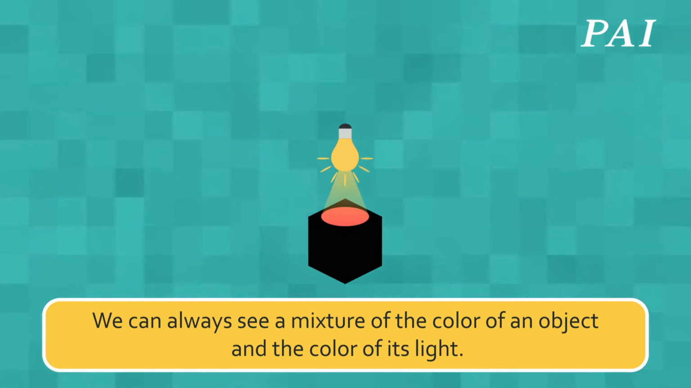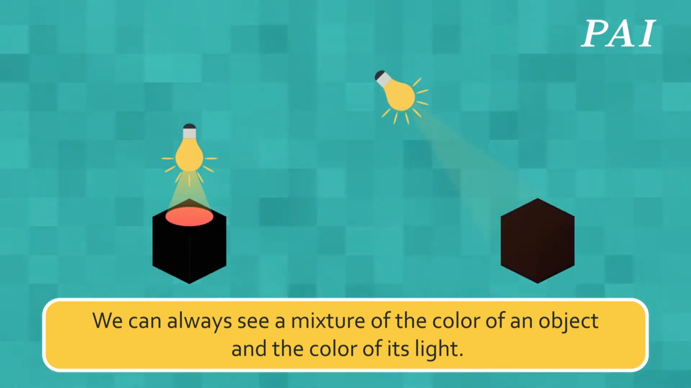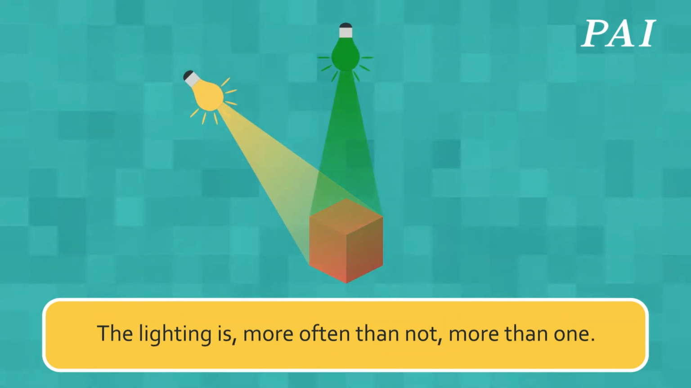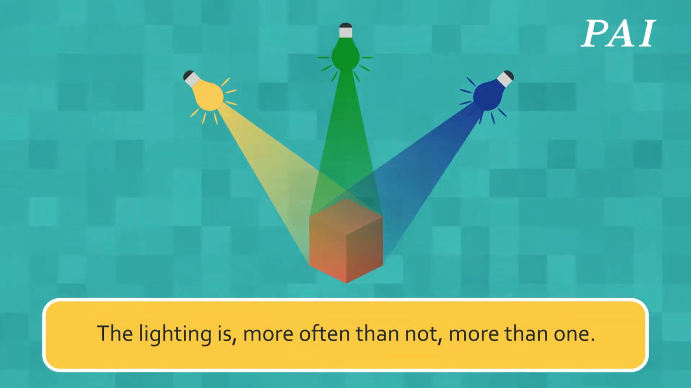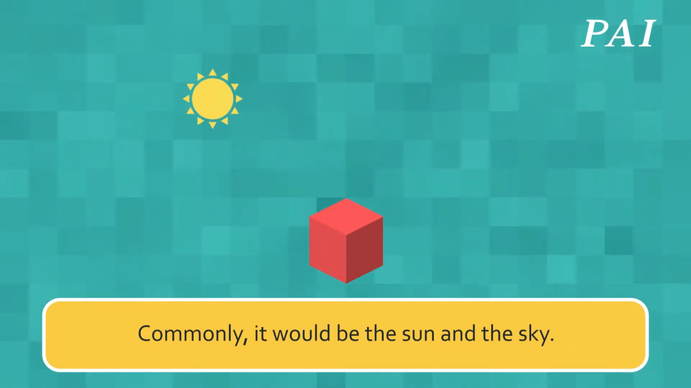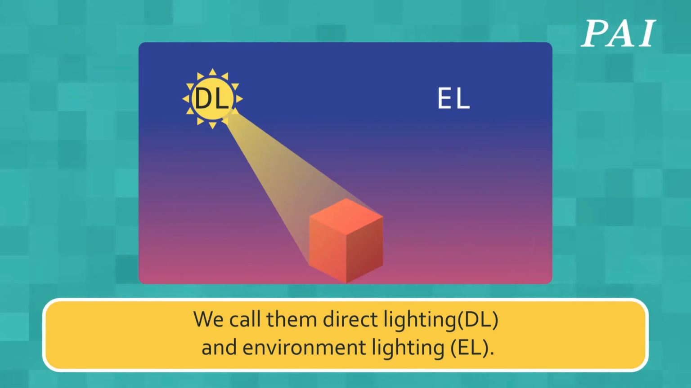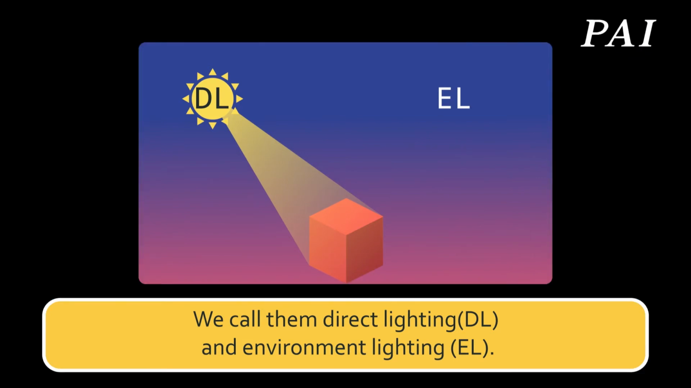We can always see a mixture of the color of an object and the color of its light. The lighting is, more often than not, more than one. Commonly, it would be the sun and the sky. We call them direct lighting and environment lighting.